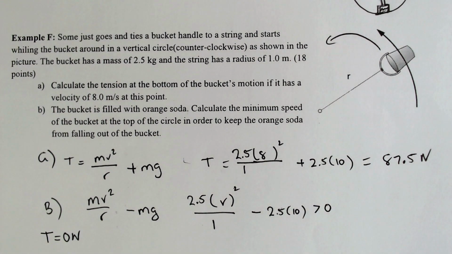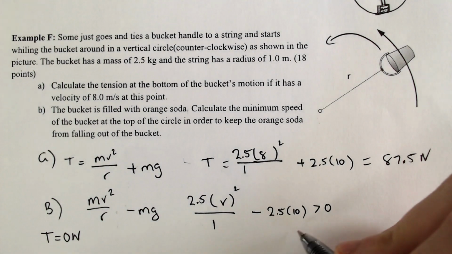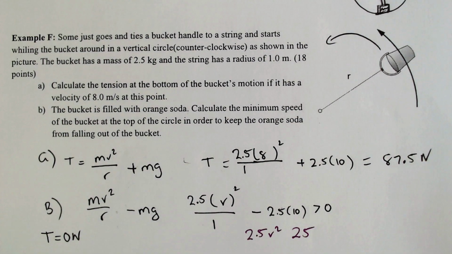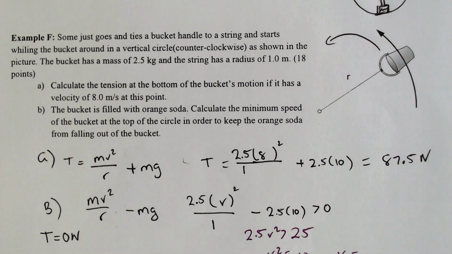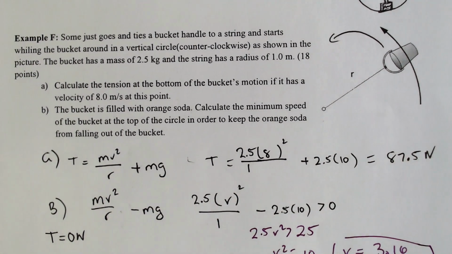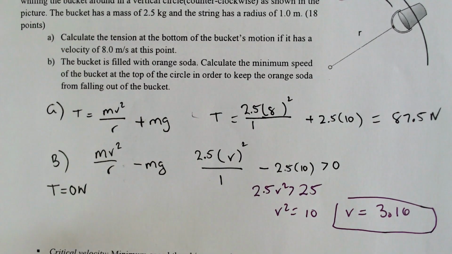Let's do that. So if we add the 2.5 times 10 over, you would end up with 25. 2.5 times v squared equals 25. Greater than that, you divide by 2.5 and you get back to 10. So v squared is equal to 10. That means the velocity would be equal to the square root of 10, which is 3.16. And again, I'm using 10 meters per second squared for gravity.